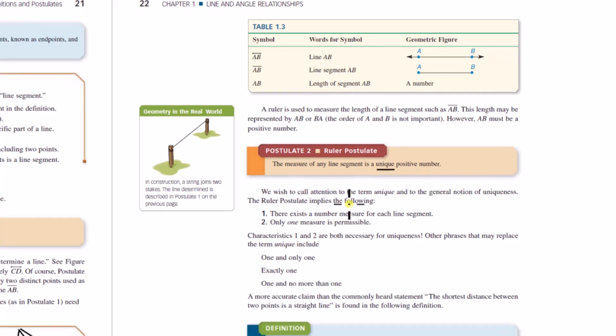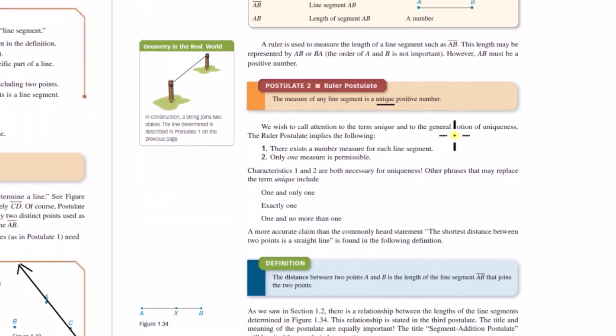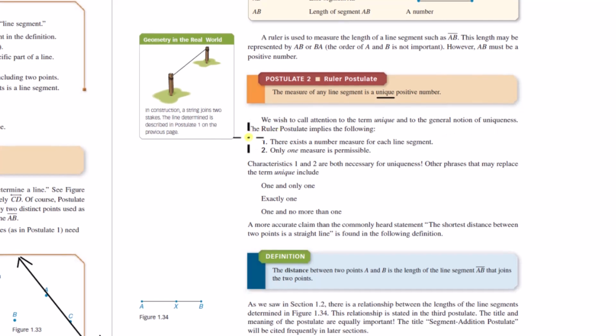We wish to call attention to the term unique and to the general notion of uniqueness. The ruler postulate implies the following. There exists a number measure for each line segment. Only one measure is permissible. They're not saying that if 2 people measure the line, one gets 11.1 millimeters and the other gets 11.2, that's not permissible. That's not what they're talking about.